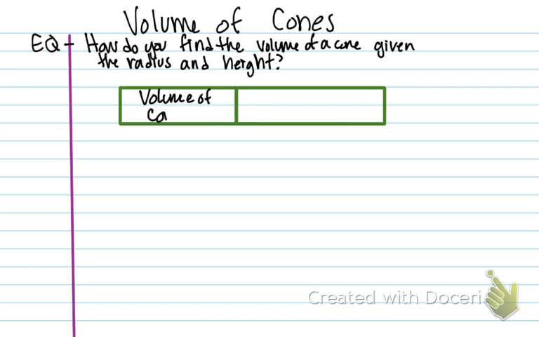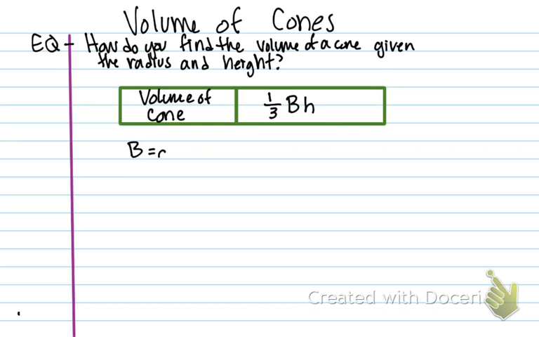of a cone, you're going to see that it's similar to the cylinders, but it's only going to be 1/3 of the cylinder. So 1/3 times base times our height. So we're still going to find our area of the base times our height, but we're only going to take 1/3 of that, and that's going to be our cone's volume.